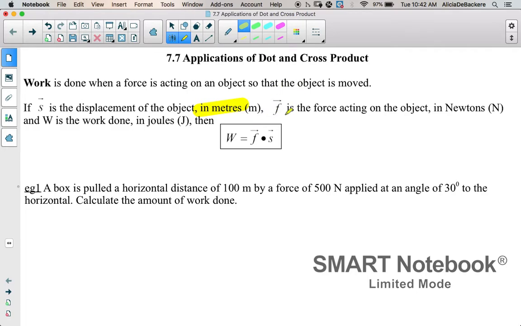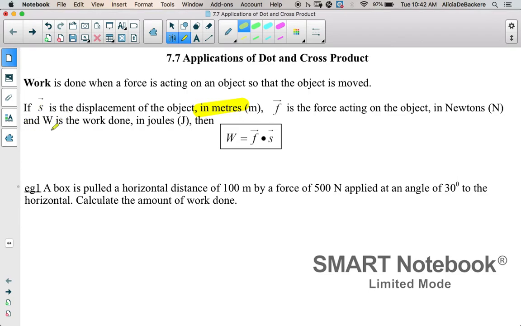And the vector F is going to be the force that's acting on the object. And that force is going to be given to you in newtons. Now, because this is like a new unit, they're going to give it to you in newtons. They're not going to make you convert. So that one should always be given to you.